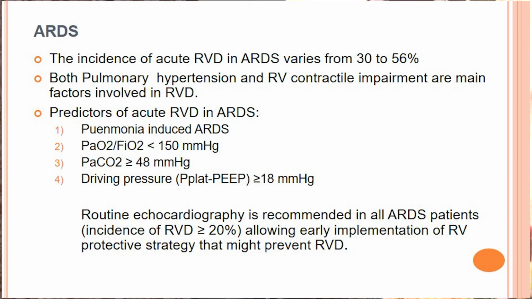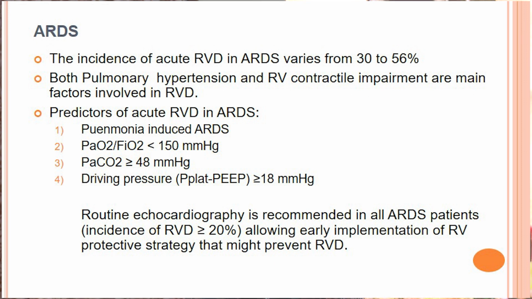Then comes ARDS. The incidence of acute RV dysfunction in ARDS is nearly 30 to 56%. Both pulmonary hypertension and RV contractile impairment are main factors in RV dysfunction. The predictors of acute RV dysfunction in ARDS are pneumonia-induced ARDS, PaO2/FiO2 ratio less than 150 millimeters of mercury, PaCO2 more than 48, and driving pressure more than 18 millimeters of mercury.